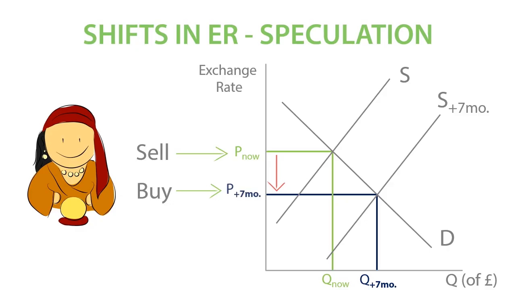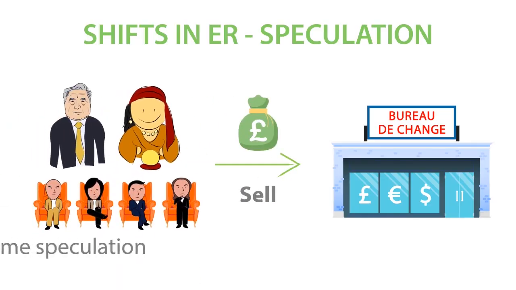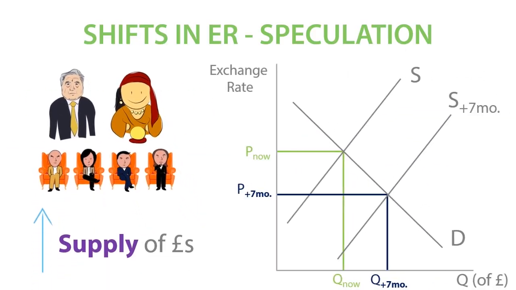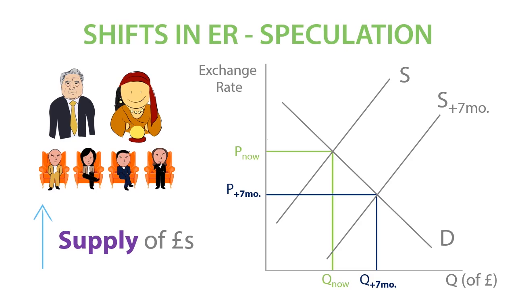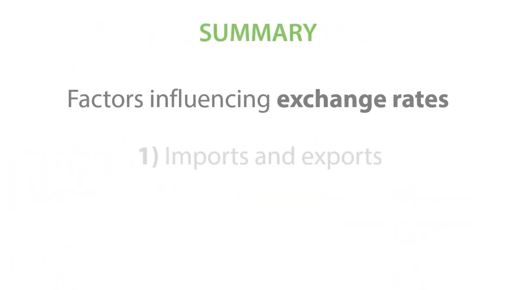But again, if you've predicted a depreciation, by the time you go to sell your pounds, many investors will have made the same speculation, and they will all be selling their pounds as well. This will increase the supply of pounds, shifting currency supply to the right, causing a depreciation now. Again, it's a weird cycle. The fact that people have speculated that there will be a depreciation in the future has caused a small depreciation now. So, in summary, our second factor influencing exchange rates is speculation.